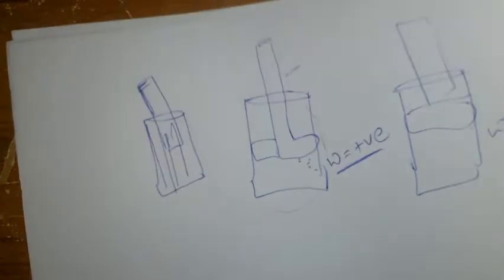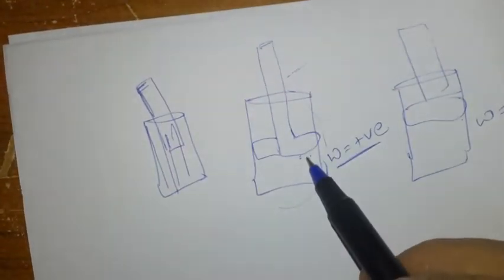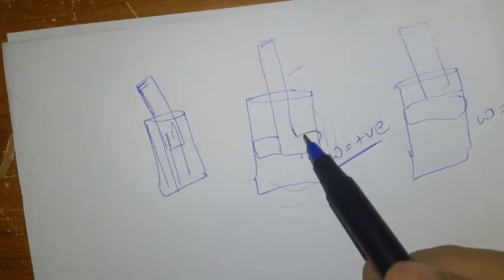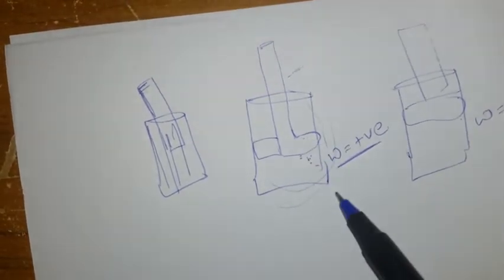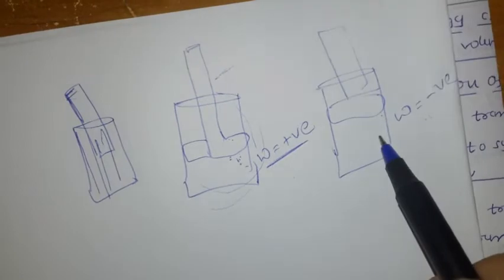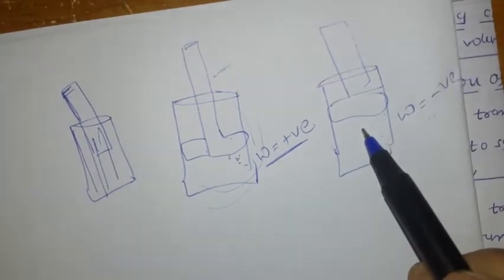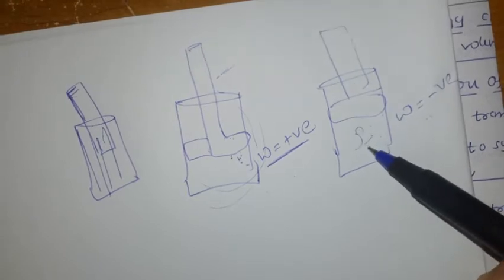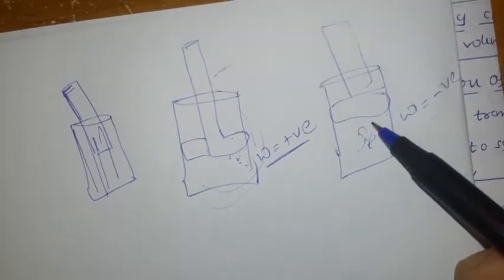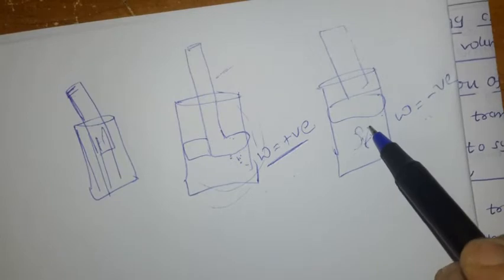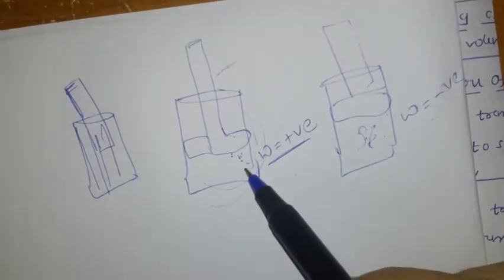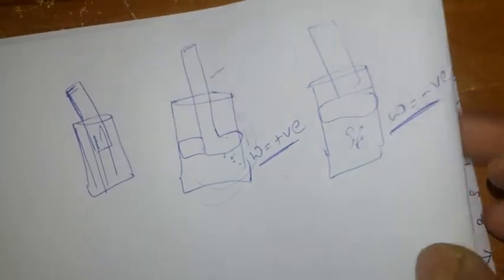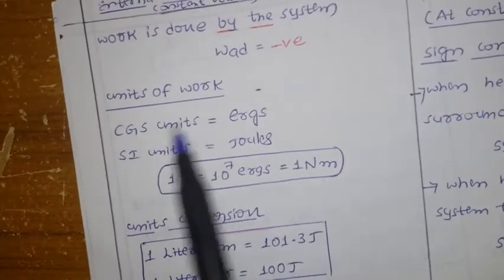Simple. What we discussed here: if you apply some pressure, you are doing some work. So this is our system, and you are doing some work on the system. So work done on the system, W is positive. Work done by the system: simply you are leaving it. So what happened? Because of the pressure, whatever gas is there in this piston is going to expand. So this is work done by the system here. This is the work done on the system, this is by the system. So you have to take W as negative.